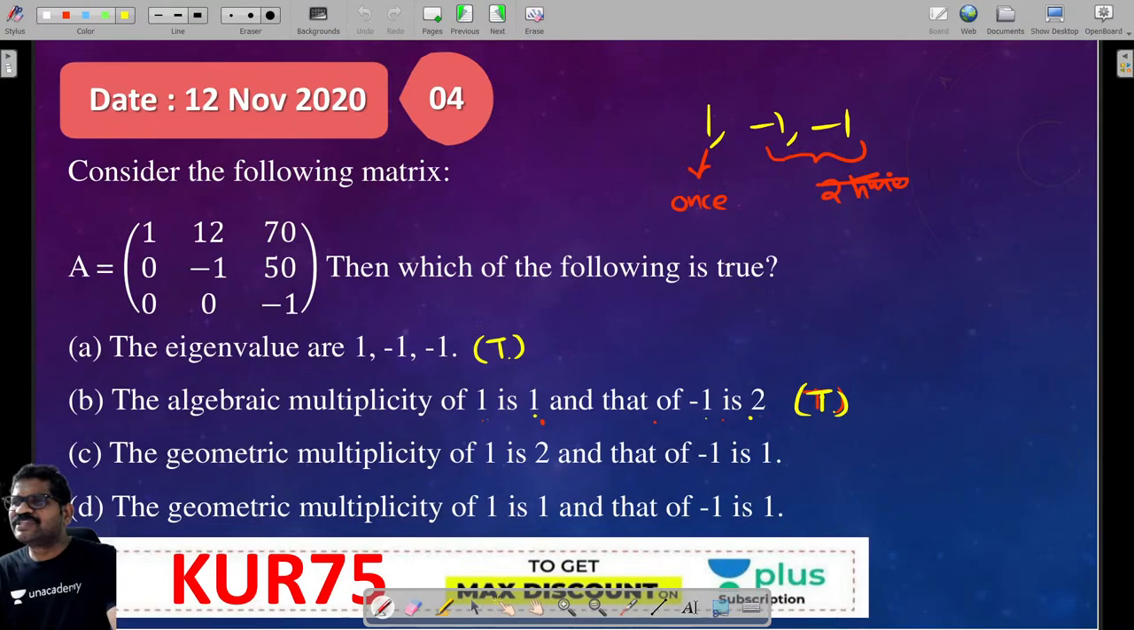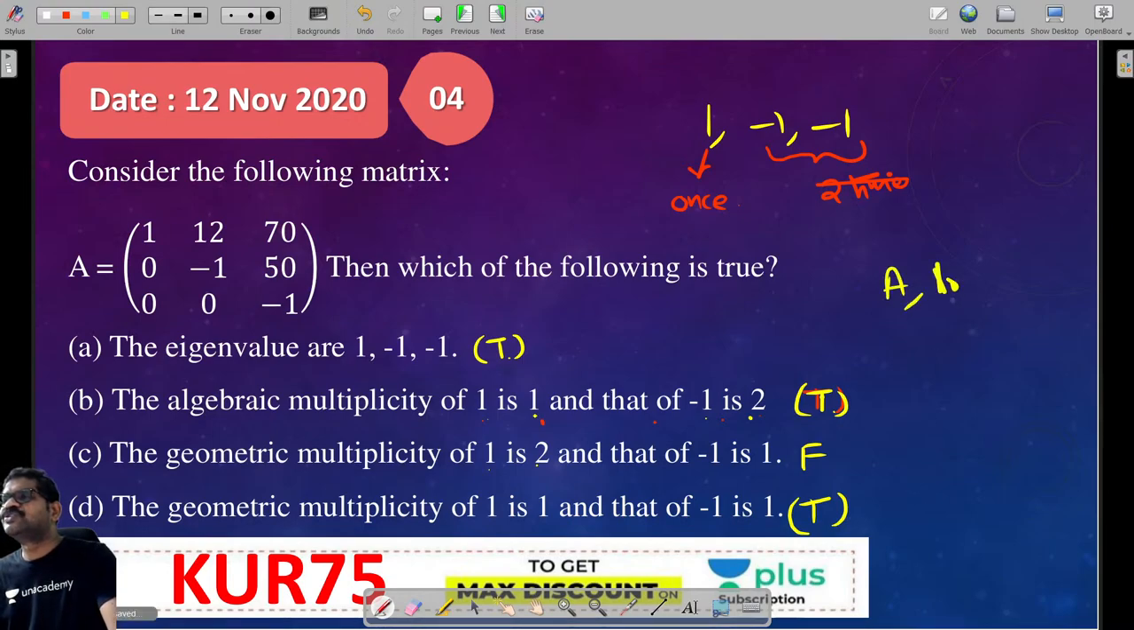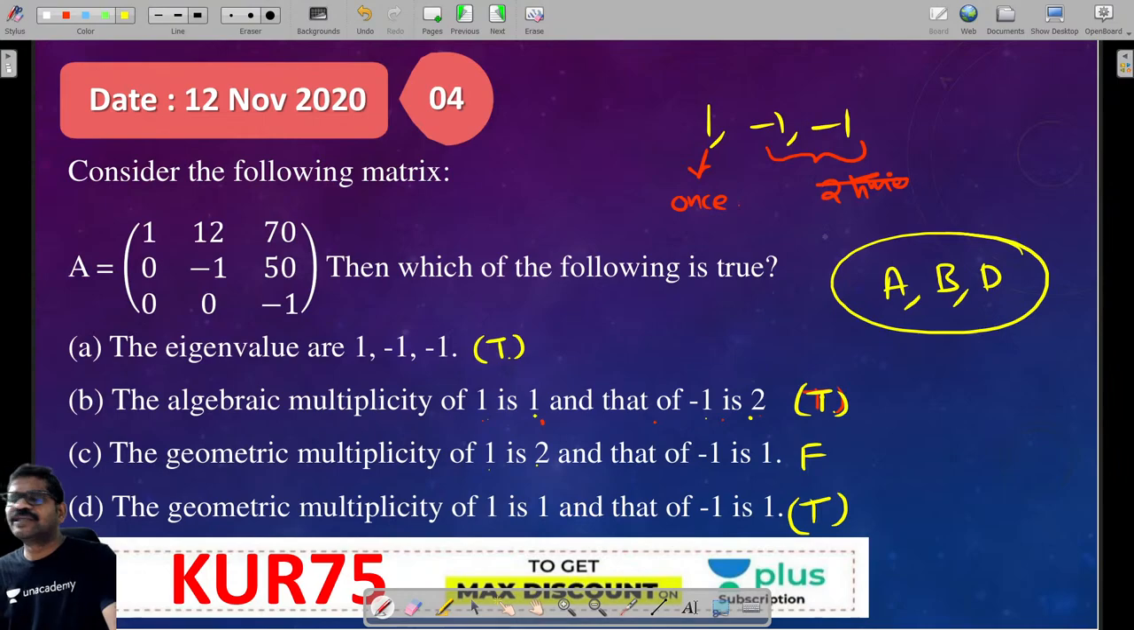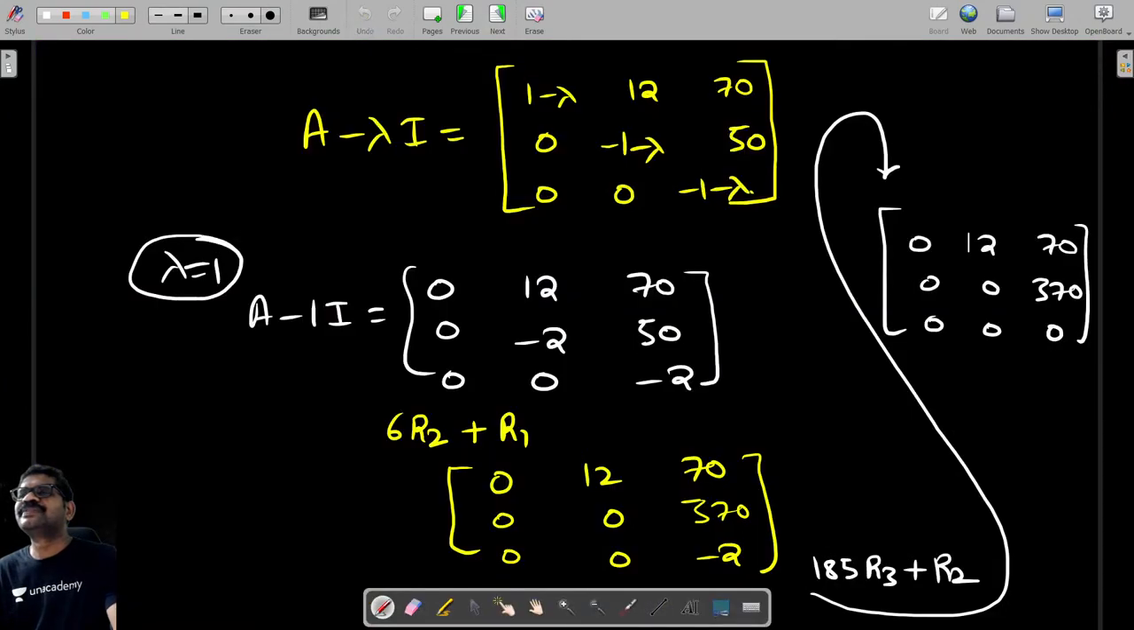Therefore, which option is correct? Geometric multiplicity of eigenvalue 1 is 2 is incorrect. This is false. This is true. So, first option is true. Second option is true. First option is true, second option is true, last option is true. Only third option is incorrect in this problem. Next problem.